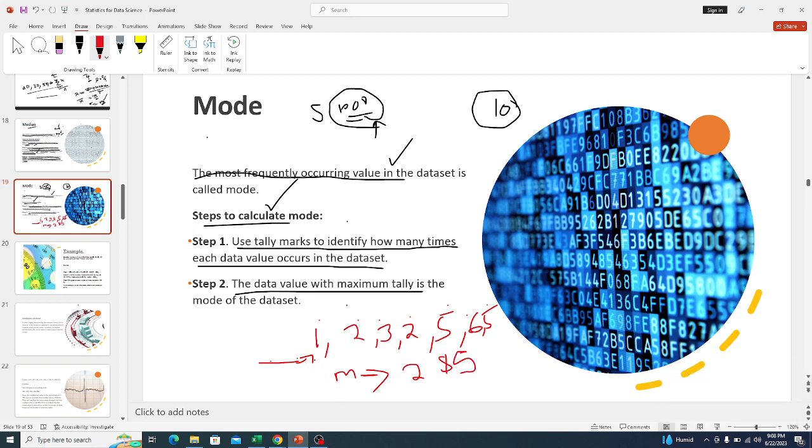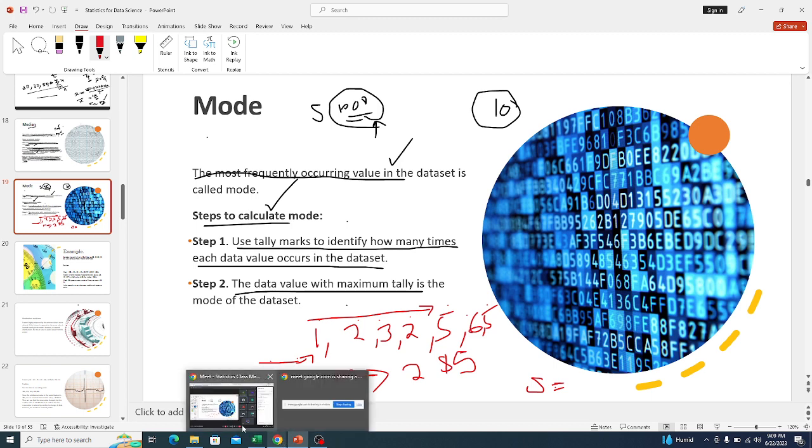What if we now decide to run a single mode in this data set? What will be the single mode? If we decide to use the single mode function on the same data set, what value will it return? Or what will be our single mode?